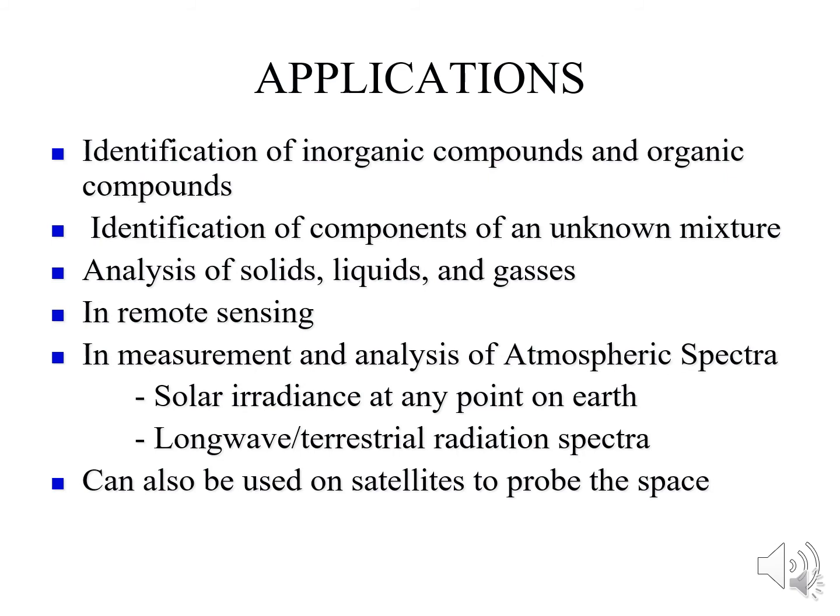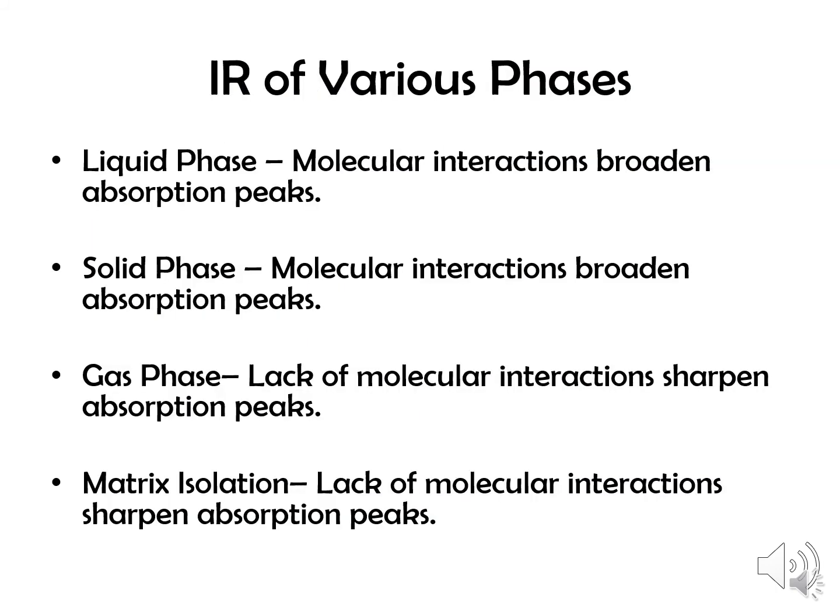Applications for infrared: identification of inorganic and organic compounds, identification of components of an unknown mixture, analysis of solids, liquids, and gases, and remote sensing. A lot of the infrared work from outer space, or detecting what gases there are out in space or at any distance, is remote sensing. It's very powerful for infrared. It covers the measurement and analysis of atmospheric spectra, solar radiance at any point on Earth, long-wave terrestrial radiation spectra, and can also be used on satellites to probe space.